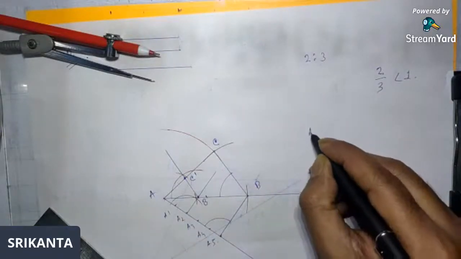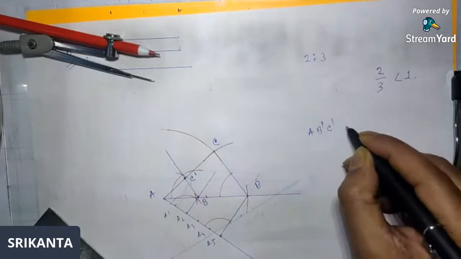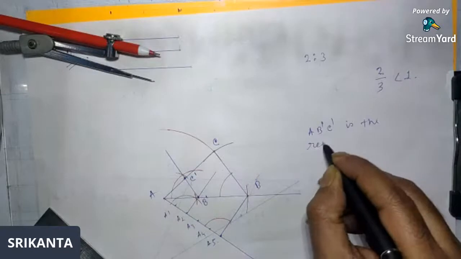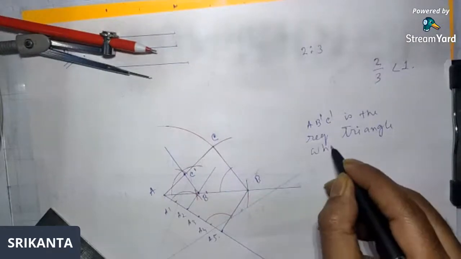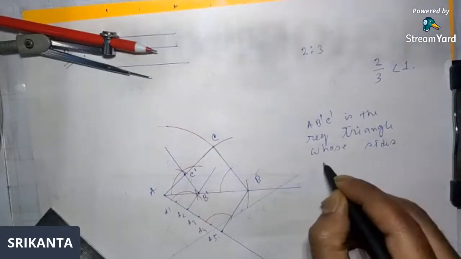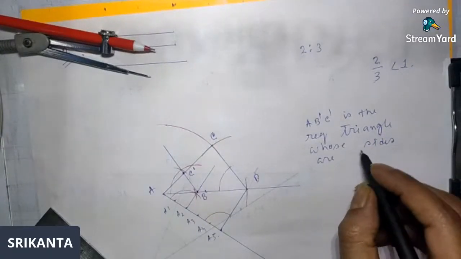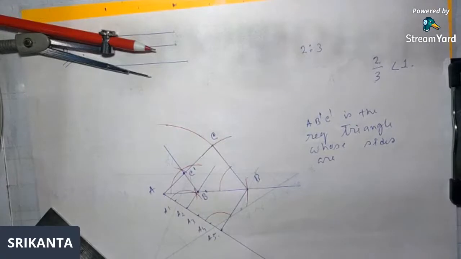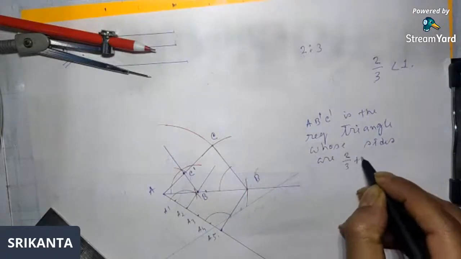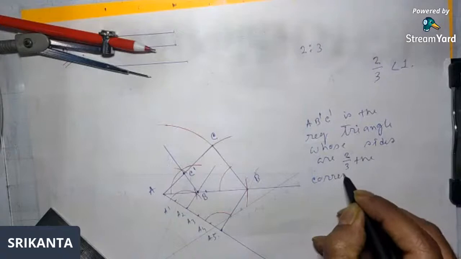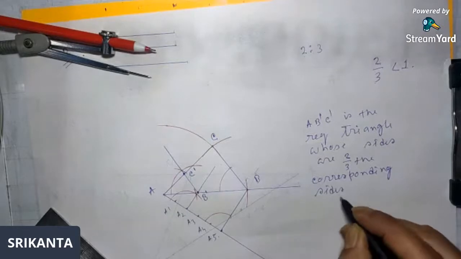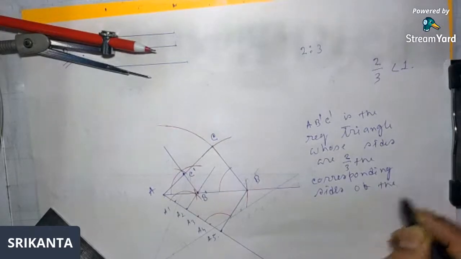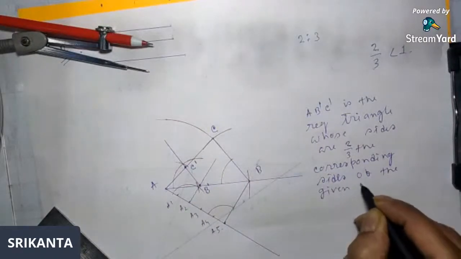So which is required here? A, B dash, C dash is the required triangle whose sides are 2/3 the corresponding sides of the given triangle.